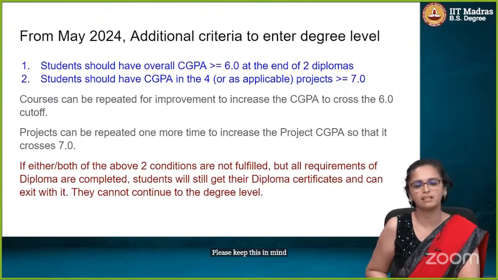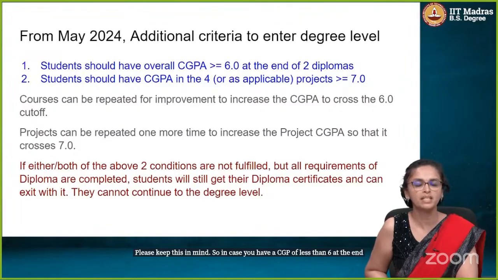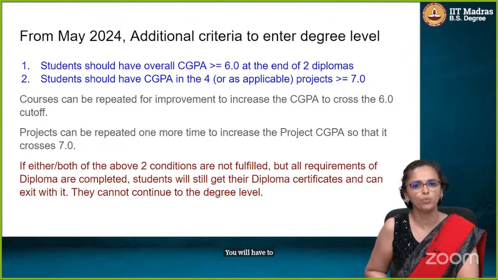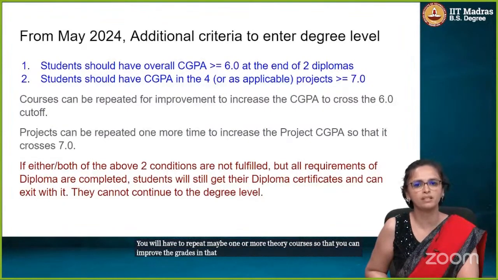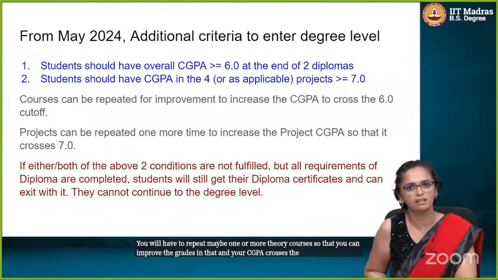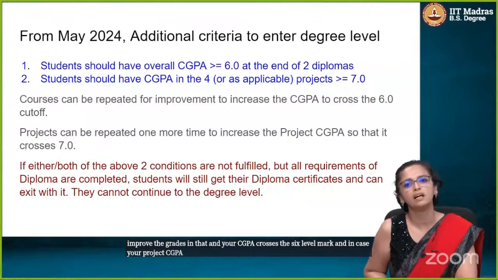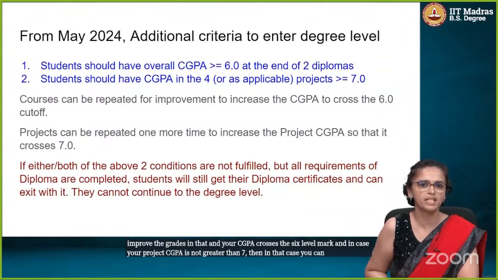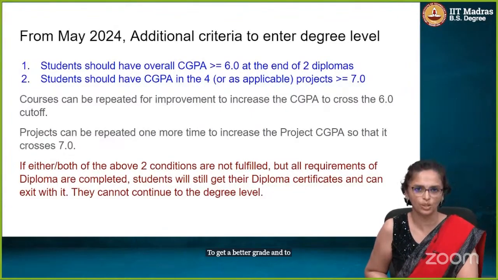So, in case you have a CGPA of less than 6 at the end of 2 diplomas, how do you get into the degree level? You will have to repeat maybe 1 or more theory courses so that you can improve the grades in that and your CGPA crosses the 6 level mark. And in case your project CGPA is not greater than 7, then you can repeat the projects once more to get a better grade and to cross this cutoff.